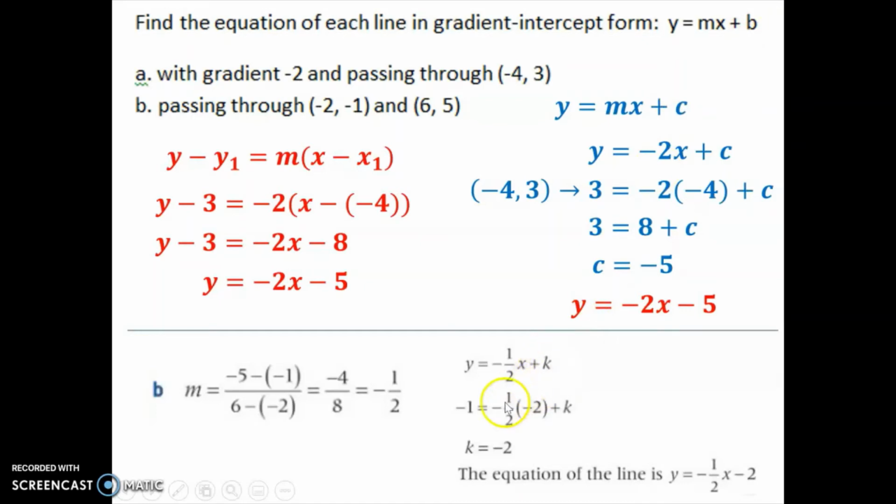So then we plug in the point we know, which in this case, it looks like they took the point -2, -1 and put it in here for x and y. You could have used 6 and 5 also. Know that you can use either of the 2 points. And then that allows you to solve for k. Therefore, you have the equation here. All right, hope you had some success with that.